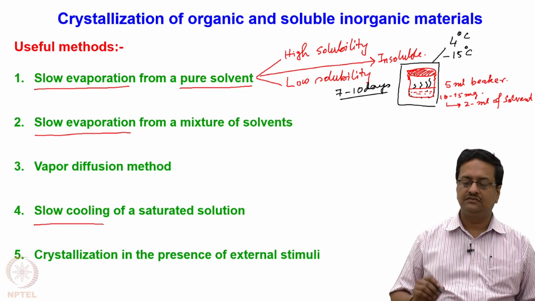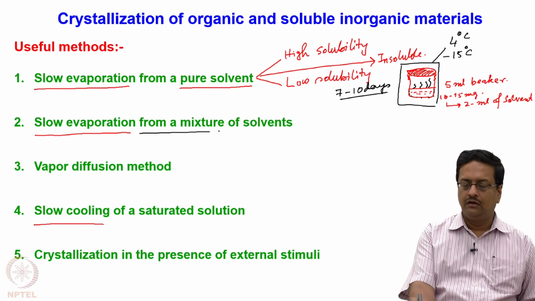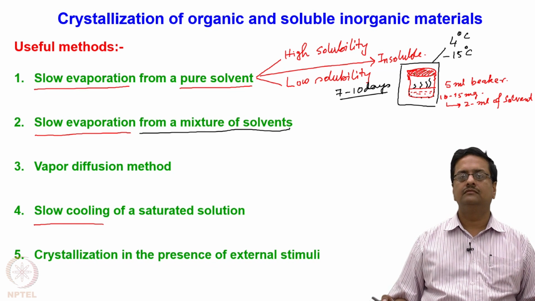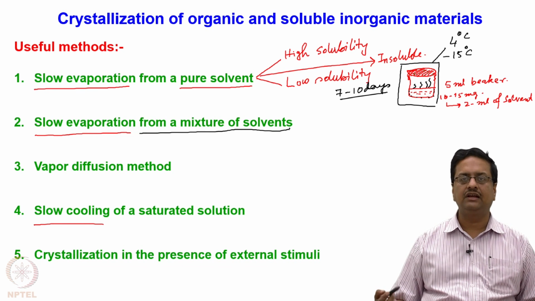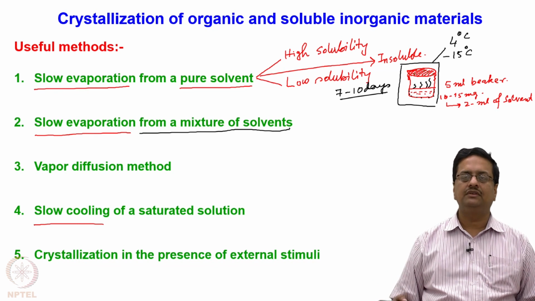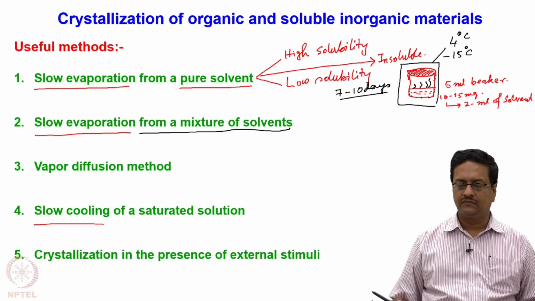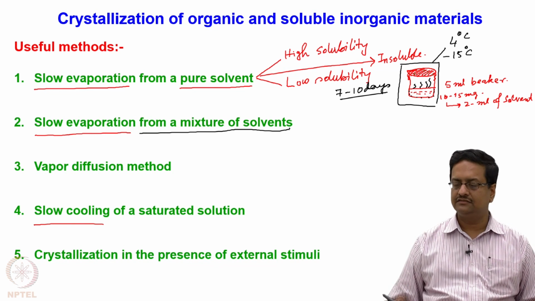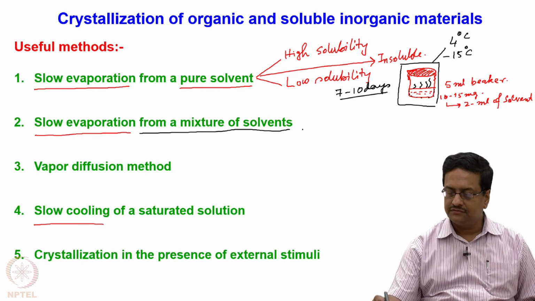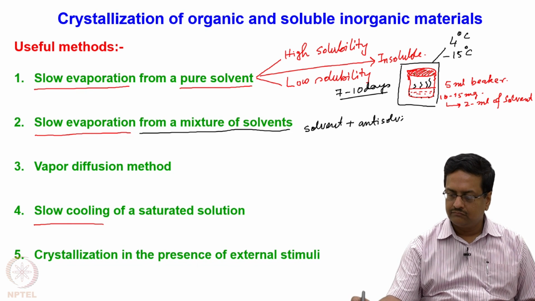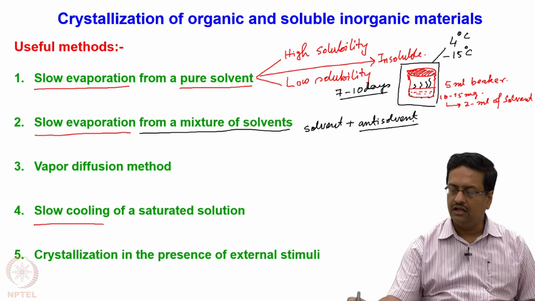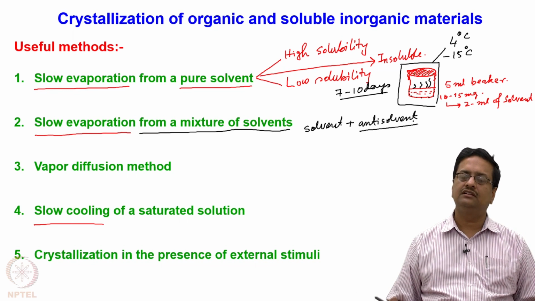But there may be situations of difficulty. It may so happen that from a particular solvent we may not end up getting a single crystal, but we may end up getting a polycrystalline powder being deposited from the solution. In that case, we use a mixture of solvents, generally a mixture of solvent plus anti-solvent, meaning a liquid in which your compound does not dissolve.